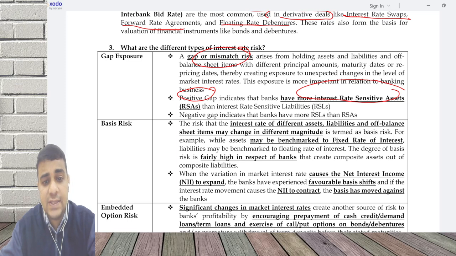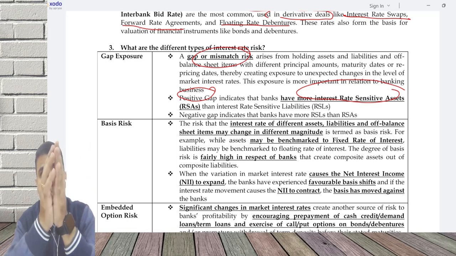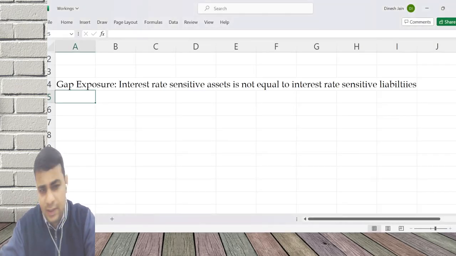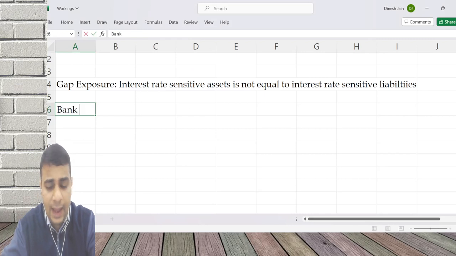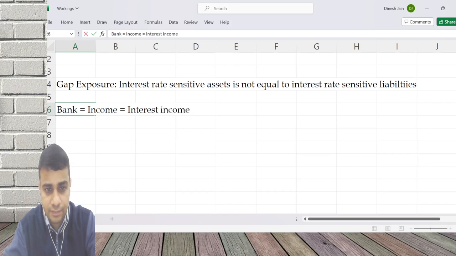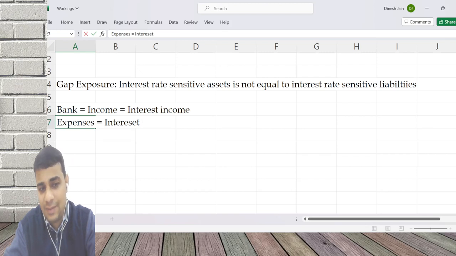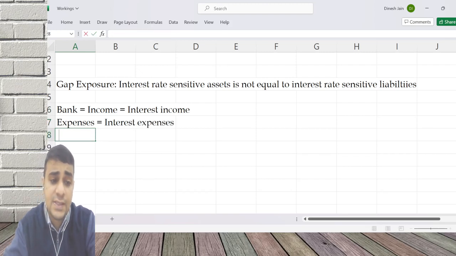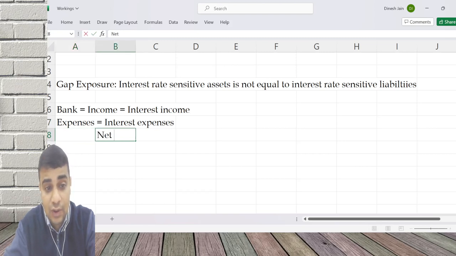Next is basis risk. What is basis risk? Let me talk more about a bank. For a bank, income is interest income. Expenses, these are predominant, okay? There can be others also. Interest expense. The difference is called net interest income.